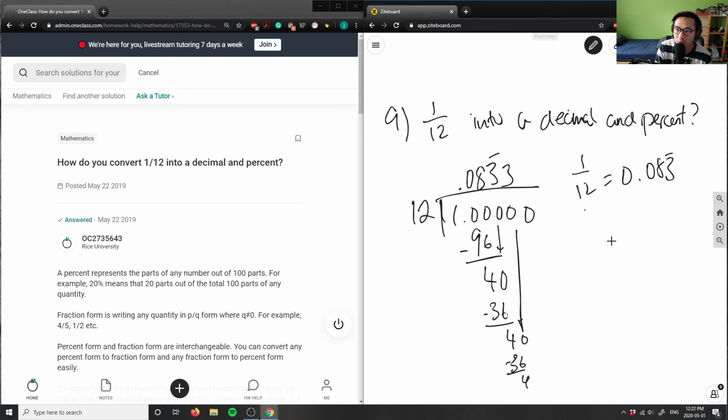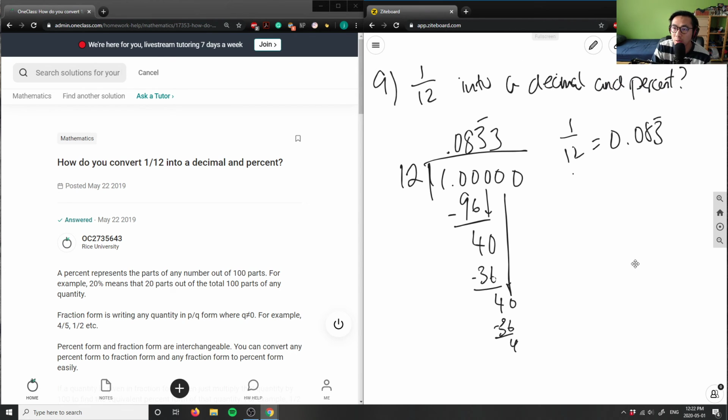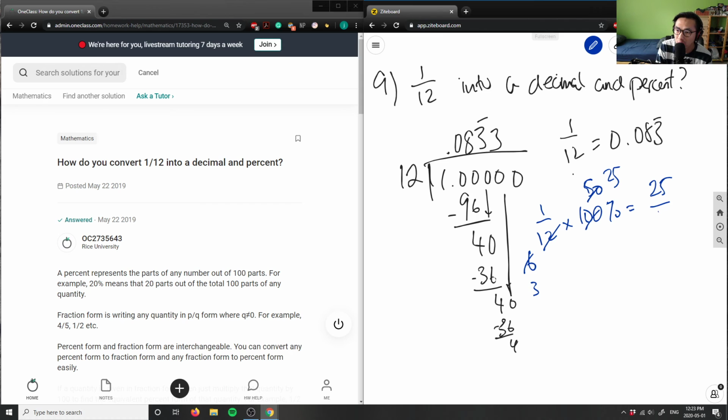And if I want a percentage, I would simply just multiply by 100%, right? So 1/12 times 100% would give me my percent here. So in this case, I can reduce this to 6 here. This would be 50. I can reduce this further to 3. This would be 25. So it'd be 25 over 3.